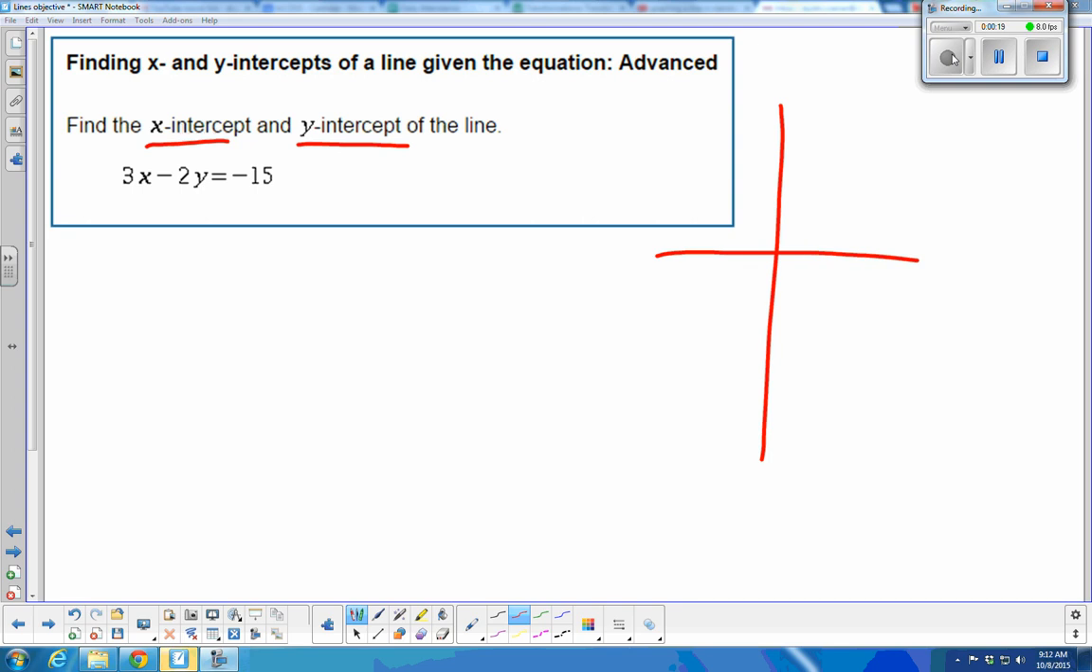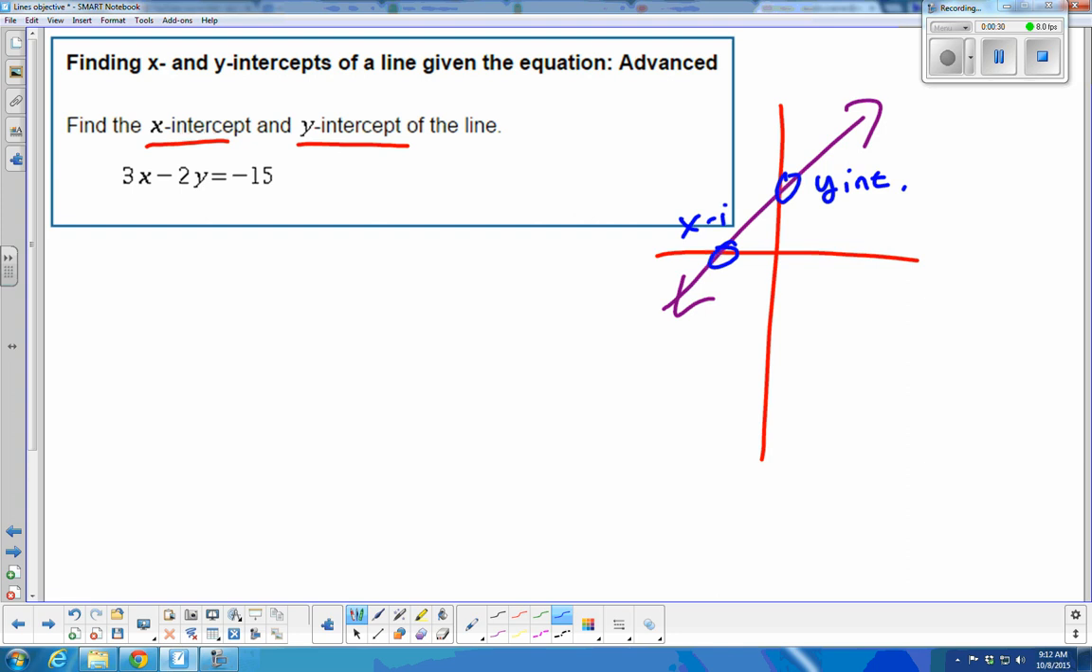So let's just say that we had an equation that looks like this, okay? This right here will be your y-intercept, y-int. This right here will be your x-intercept, because that's where it crosses the x-axis, and that's where it crosses the y-axis. So how do we find that? Well, it's not too bad.